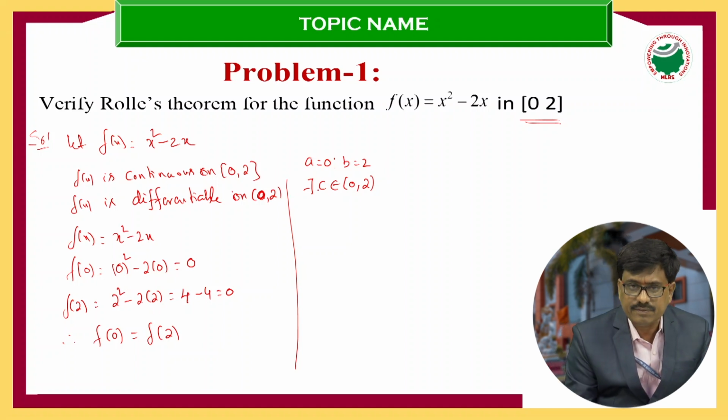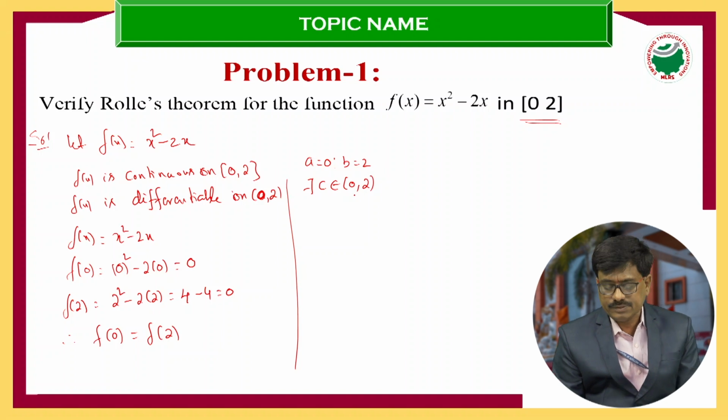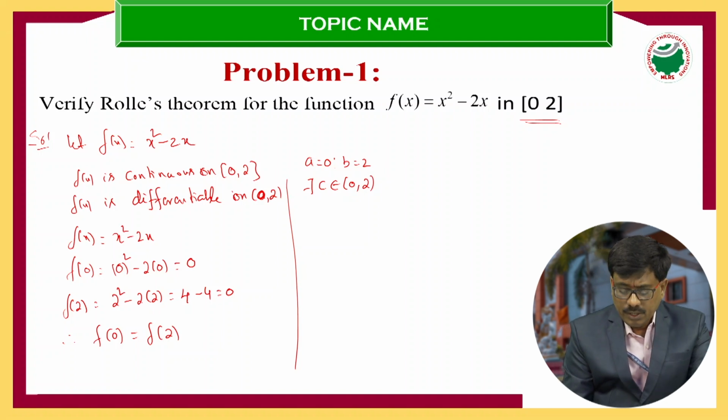We need to calculate the c value. The c value always lies between where? Between 0 and 2. For this case, f of 0 equals f of 2, the ordinate values are equal. Then we need to calculate the derivative.